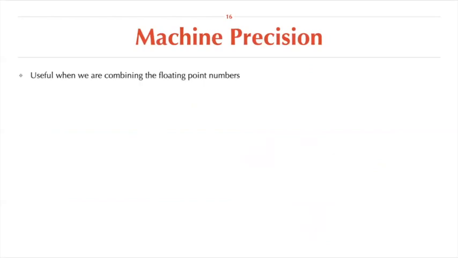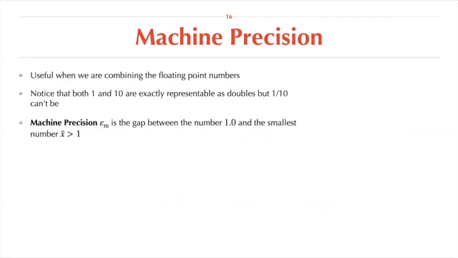Okay. Now one very useful idea is the machine precision. This is useful when we're combining float numbers. I'll give you an example. Machine precision is defined to be the gap between the number 1 and the smallest number x tilde, such that x tilde is greater than 1. So what do I mean by that? I'll show.